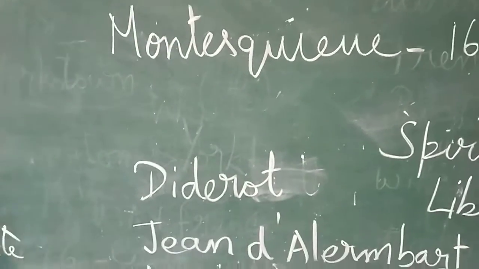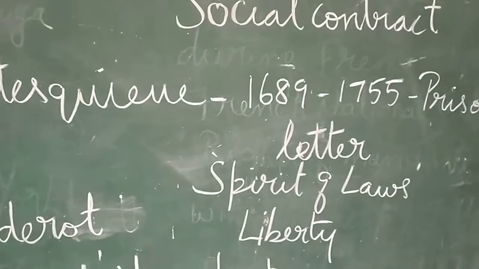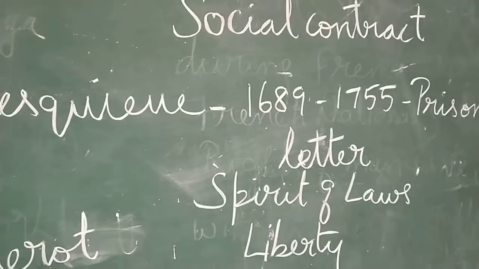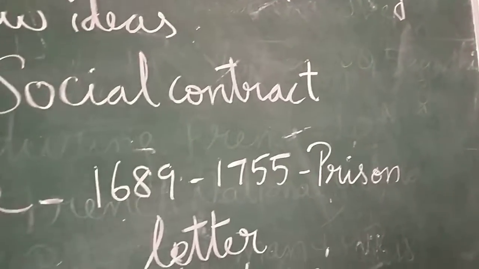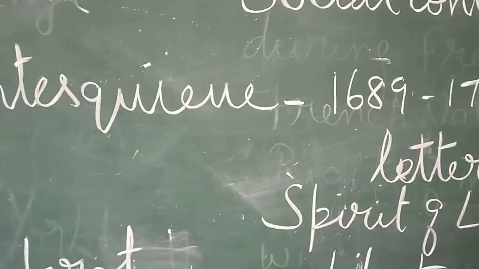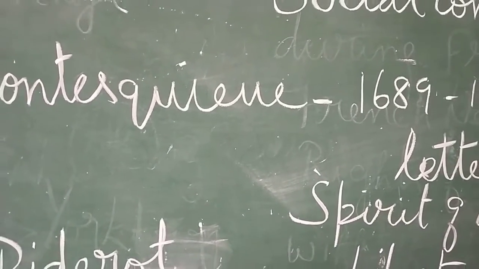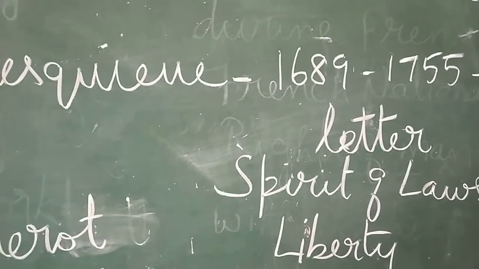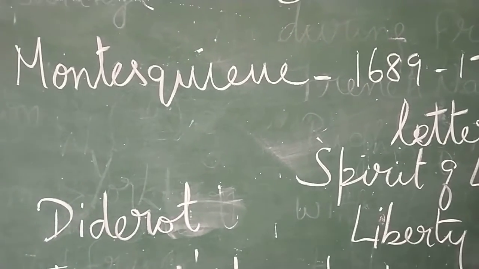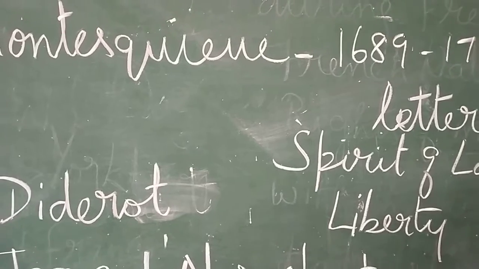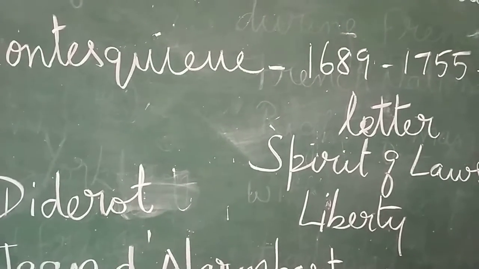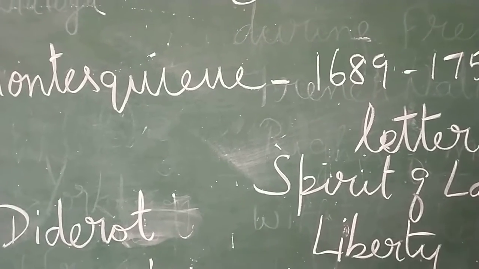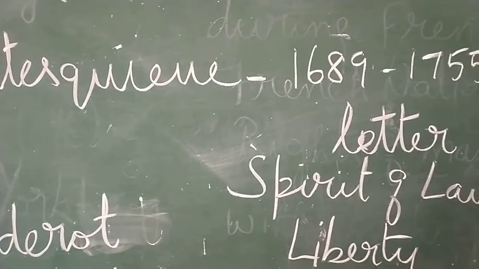Next, Montesquieu, 1689 to 1755. He wrote the Persian Letters. In this, he mentions liberty, and in The Spirit of the Laws he put forward the theory of separation of powers and the liberty of individuals. In this, the three organs, legislature, executive and judiciary, were separated and noted for the rights.